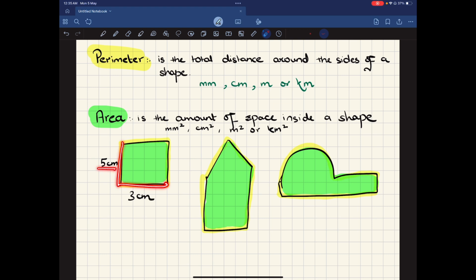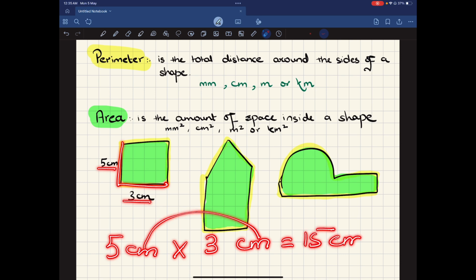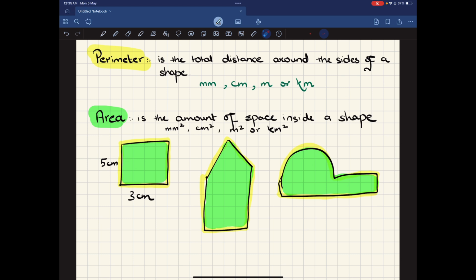So 5 centimeter into 3 centimeter. 5 centimeters multiplied by 3 centimeters. So 5 into 3 is 15 and centimeter into centimeter is centimeter squared. That is why area is measured in squared units always.